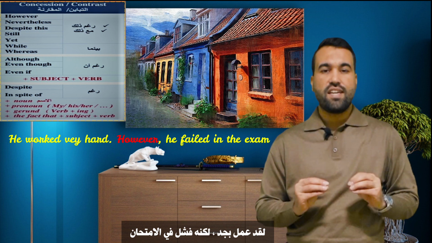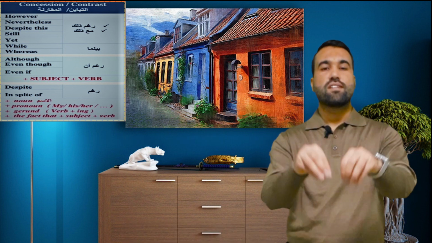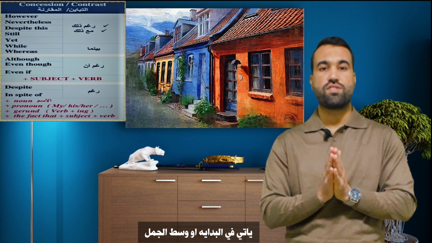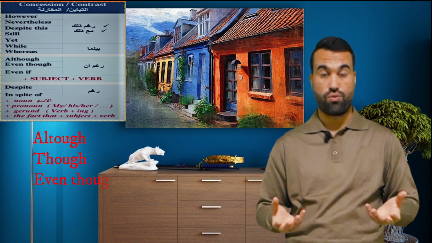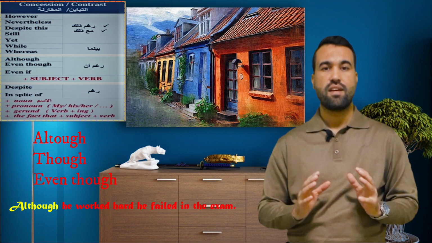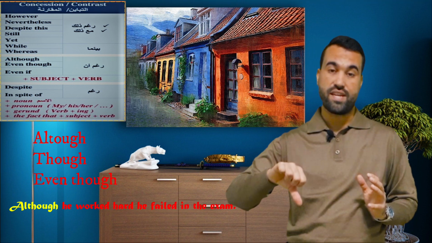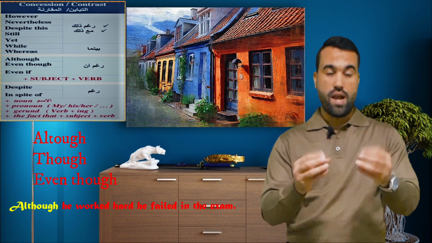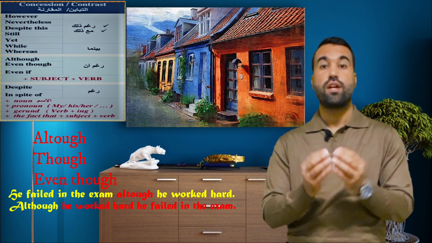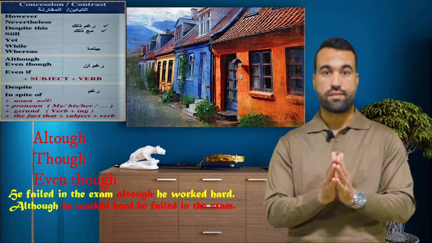الصنف الثاني يأتي في البداية أو في الوسط نتاع الجمل. They can be used in the beginning or in the middle of a sentence. مثلا although, though, even though. Example, although he worked hard, he failed in the exam. ولا he failed in the exam although he worked hard.